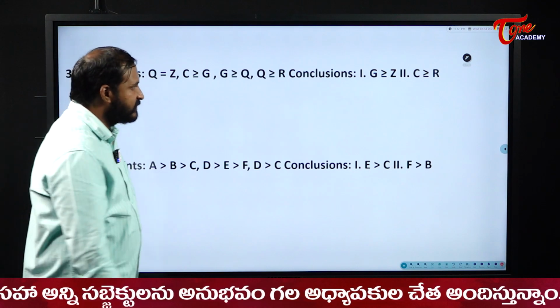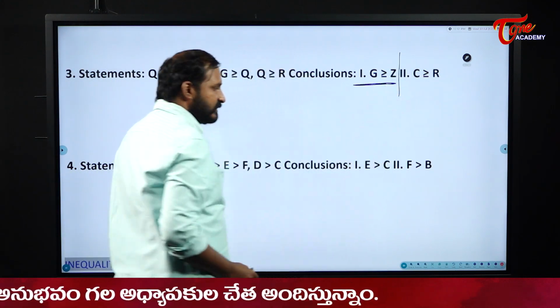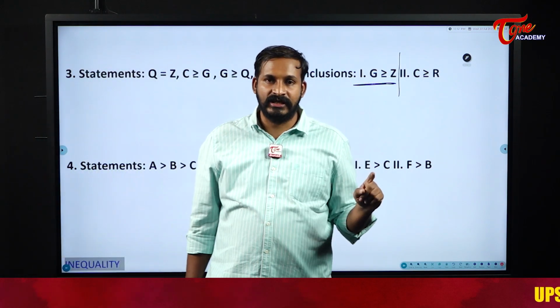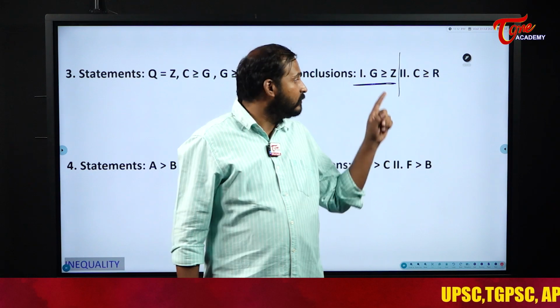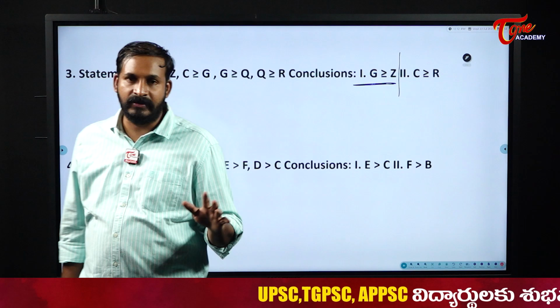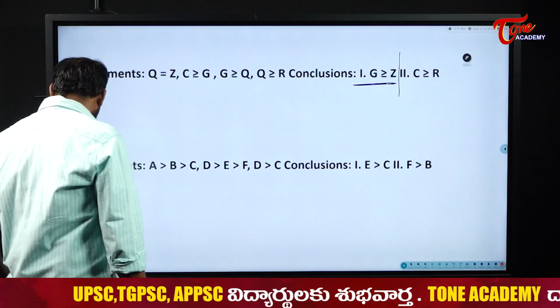Now, first see here, I should travel from G to Z. And what is it? Greater than or equal to means what did I tell you, students? Throughout my journey, I should have greater than or equal to. If there is equal to also, there is nothing wrong for me. I can go with that equal to also. Okay, not an issue for us here.